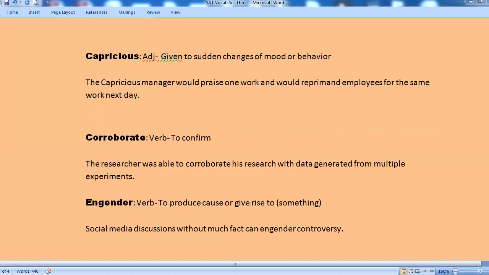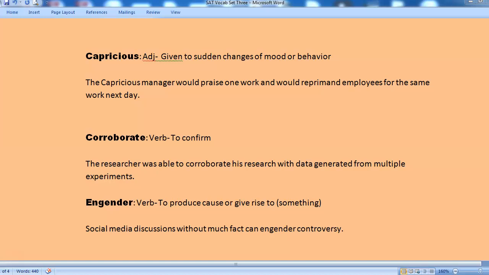The next word that we are looking at is capricious. Capricious is an adjective and what it means is given to sudden changes of mood or behavior. The capricious manager would praise one work and would reprimand employees for the same work next day. I don't want to work for such a manager, but then yes, we may find somebody like that.